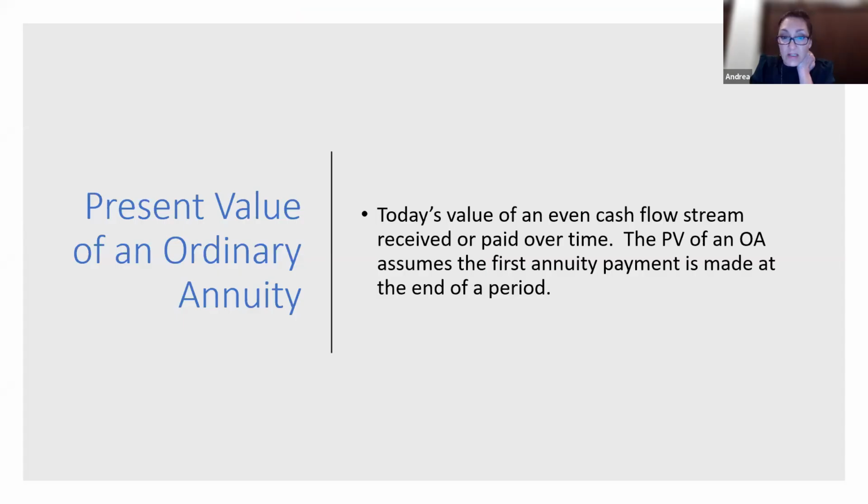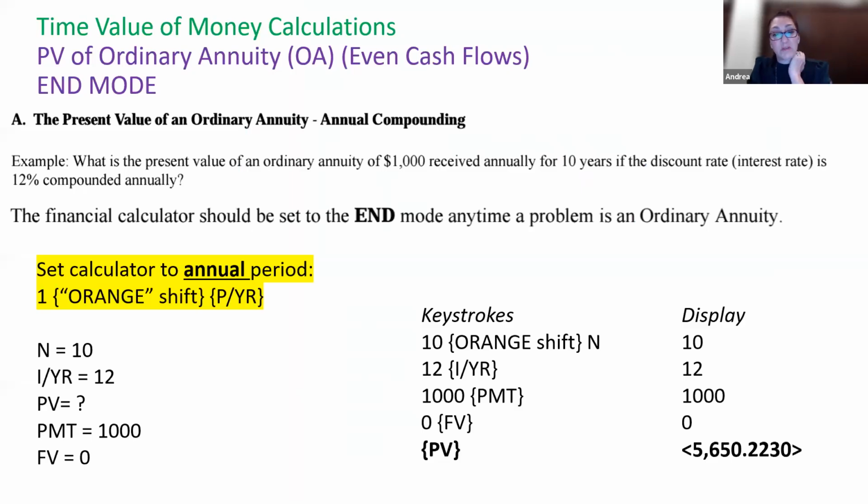All right, so let's go ahead and do some practice here before I let you guys go take a quick break. This is going to be a present value of an ordinary annuity, and we're going to be doing annual compounding. What is the present value of an ordinary annuity of $1,000 received annually for 10 years if the discount rate or the interest rate is 12% compounded annually?